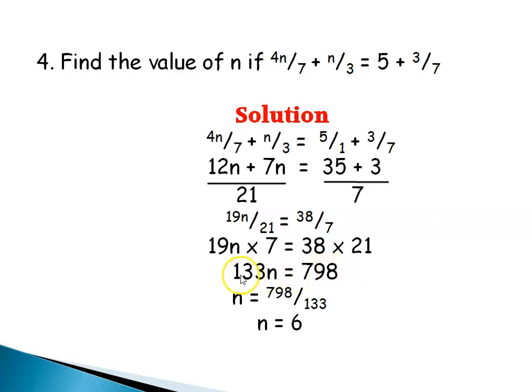Then I'll divide both sides by 133. 133n divided by 133 would give me n, and then 798 divided by 133 would give me 6. Okay, good. So if you need to pause the video to do this calculation in your rough sheets, that is fine. Just make sure you do it well, and then this will be your final answer.